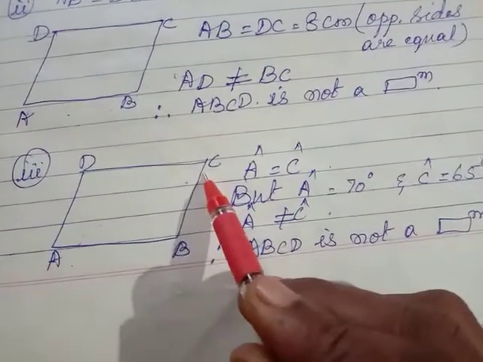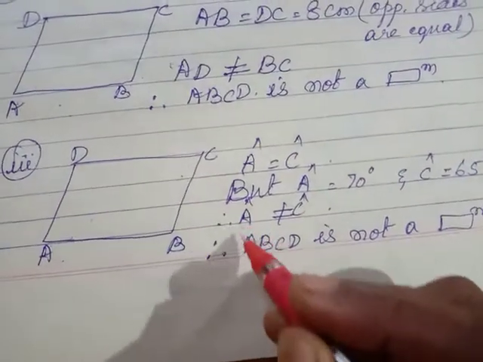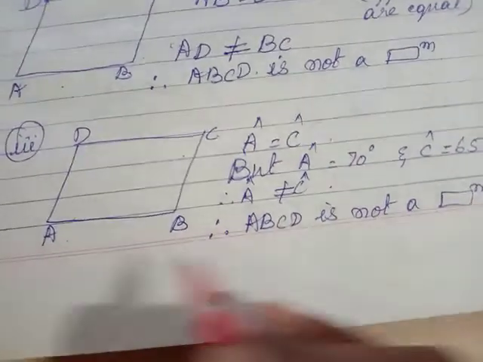Angle C is equal to 65. Is that possible? No, it is not possible. Therefore, angle A is not equal to angle C. Therefore, it is not a parallelogram.